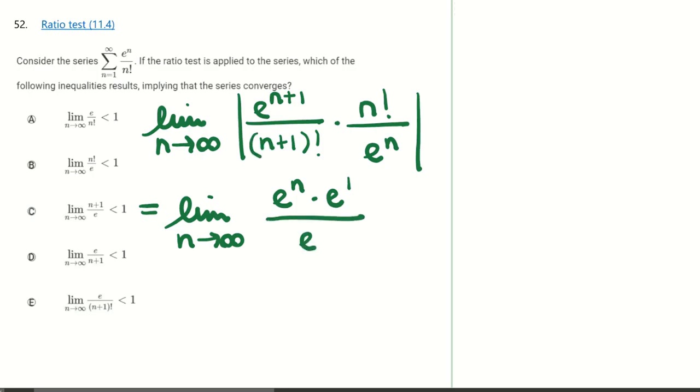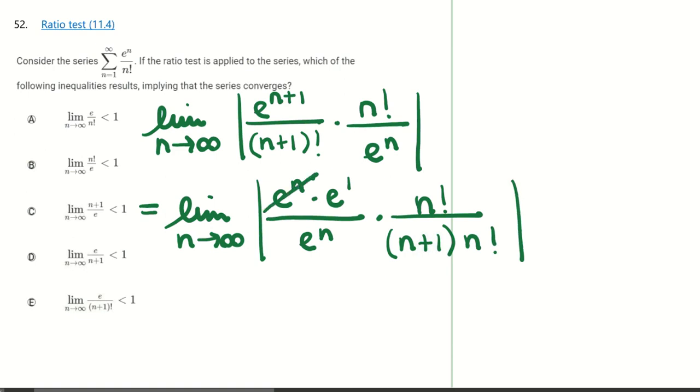Okay, but then I might rearrange, like I like to do with the ratio test, and put n factorial over here and n plus 1 factorial, which I could write as n plus 1 times n factorial, down there. And now I'm going to start canceling stuff off, e to the n factorial, and this is the absolute value of e divided by n plus 1 as n goes to infinity. Okay, that's going to be less than 1, showing the series converges absolutely.